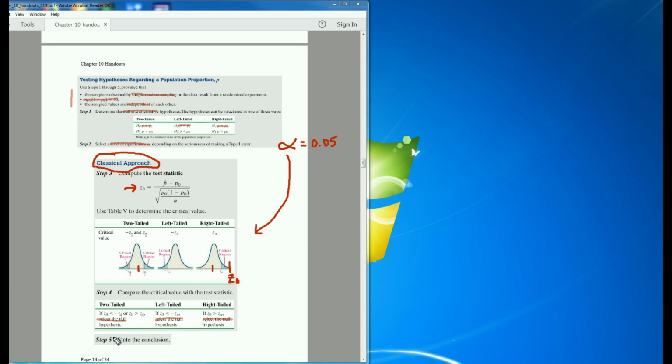And then your final step, step 5, is to state the conclusion. We'll go back to that when we do an example. We went over that last night, and I gave you the wording for how to state the conclusion, and that was on page 9. All right, I'm going to erase and move on to the next page.